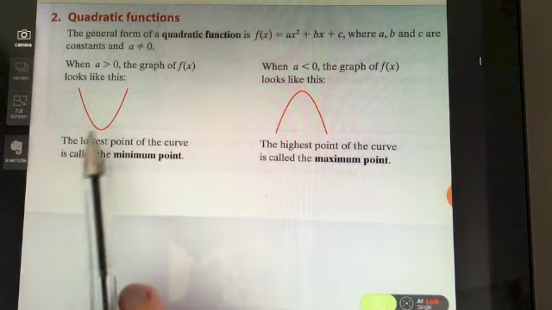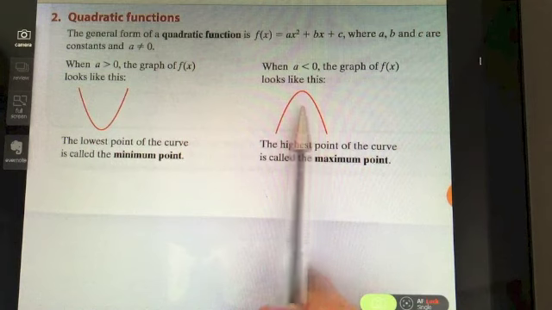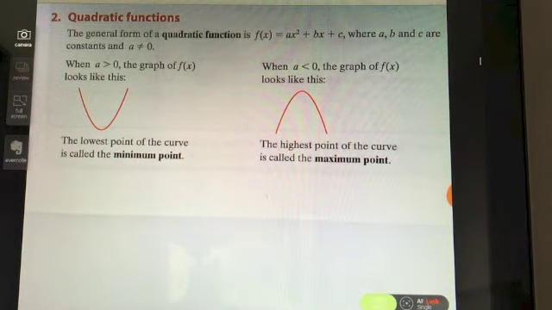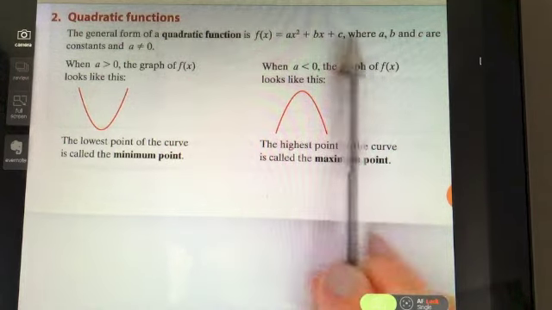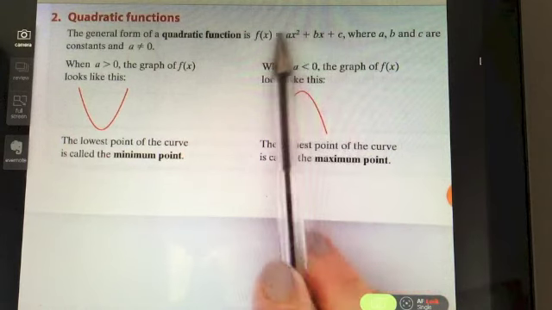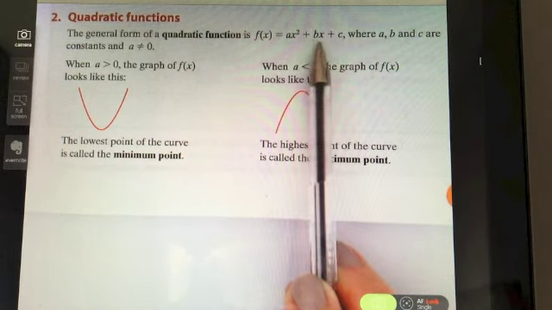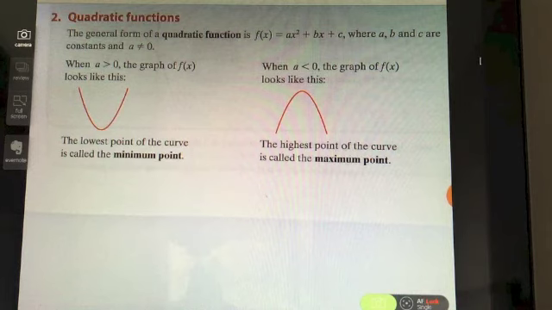So in order to find your turning point or your maximum or minimum point, you can use calculus and differentiate, put it equal to 0 and solve. Or of course, if you get your quadratic and complete the square, get it in that form, then from that form you can pull out what would be the maximum and minimum point.